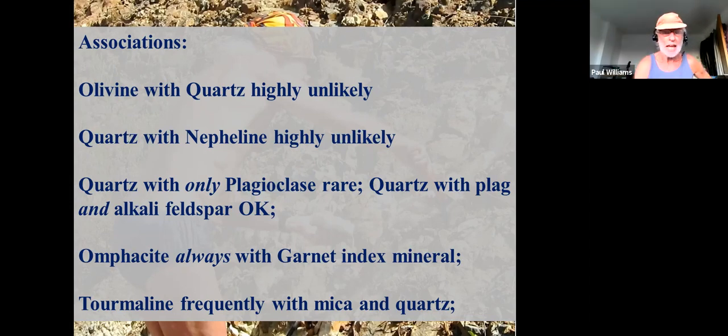So if you think, for example, you've got something in there and you think it's olivine, and you've also got something which you think is quartz, one of those IDs is likely to be incorrect. So you need to think again.